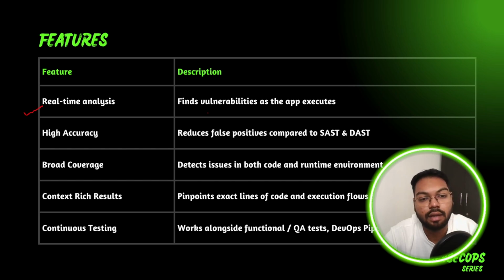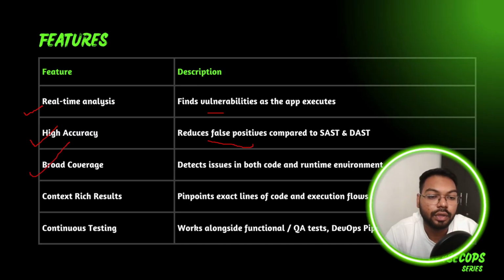It would find vulnerabilities as the app executes. I guess that is pretty much understood by the time we have this discussion. Then the accuracy is high because it reduces false positives, because it is there with your application in the environment when it is running. So how this attack would arise, or how certain inputs would behave, or how the application would behave when we give certain kinds of inputs.